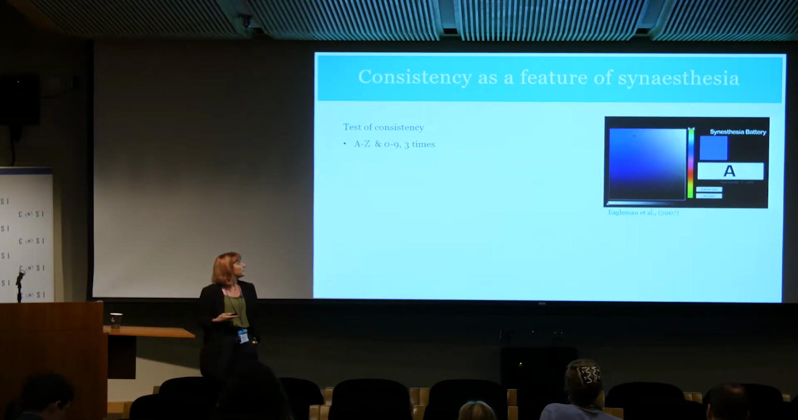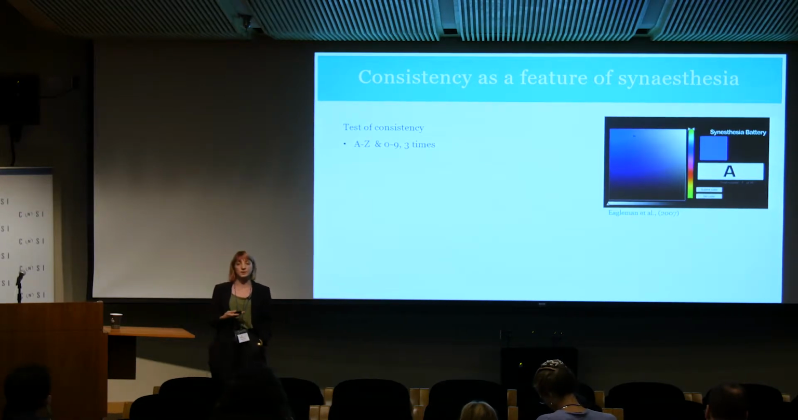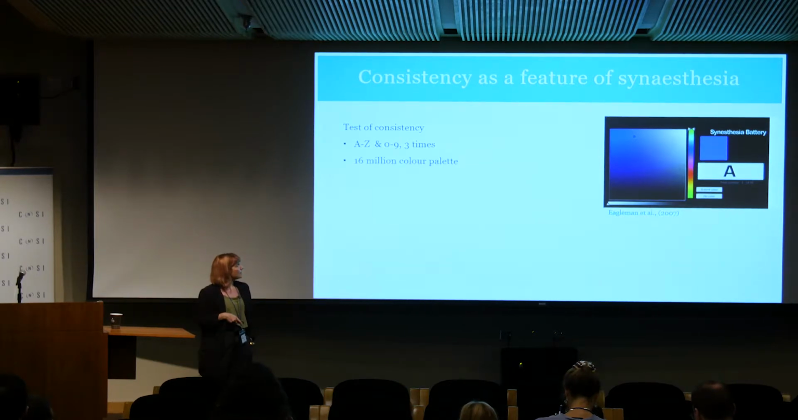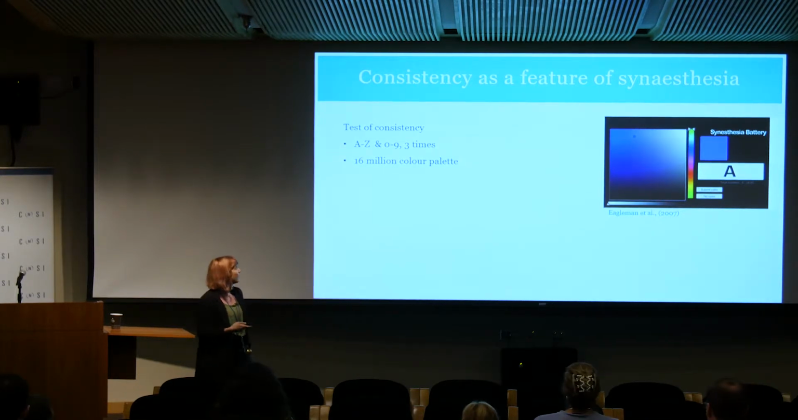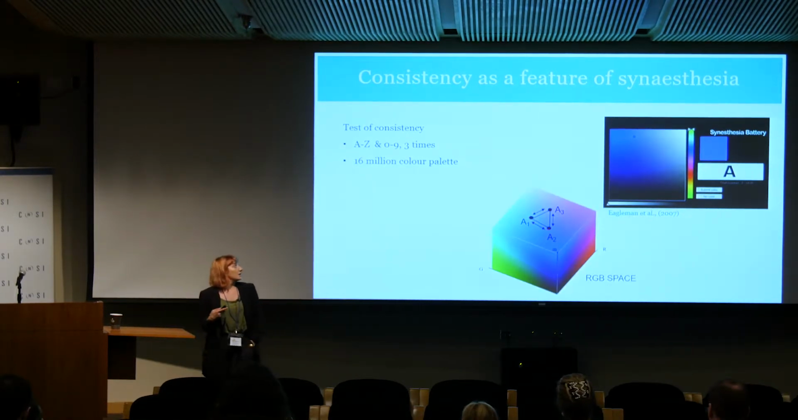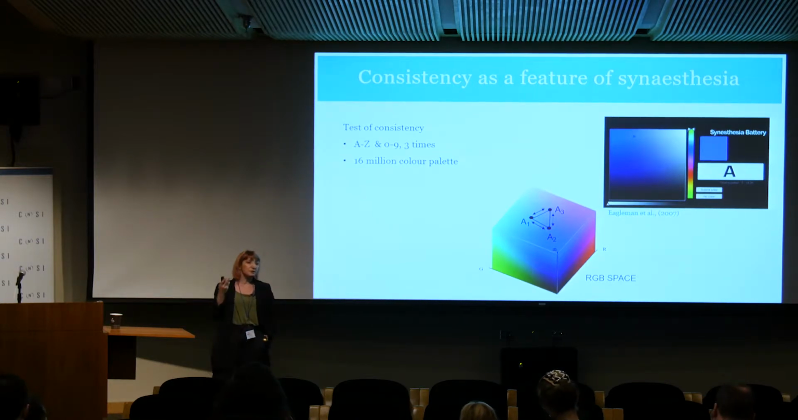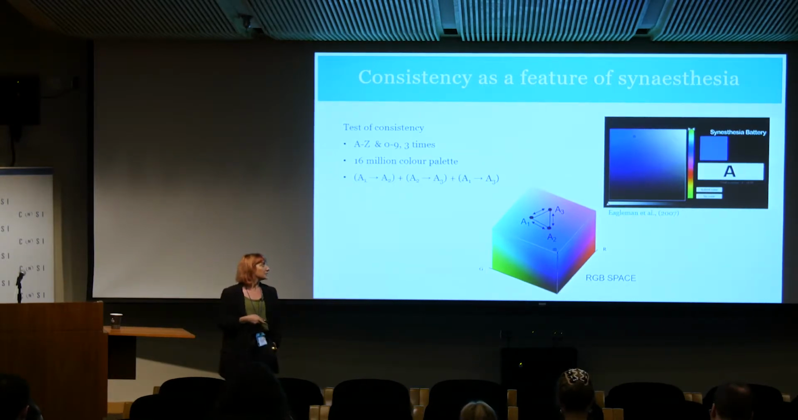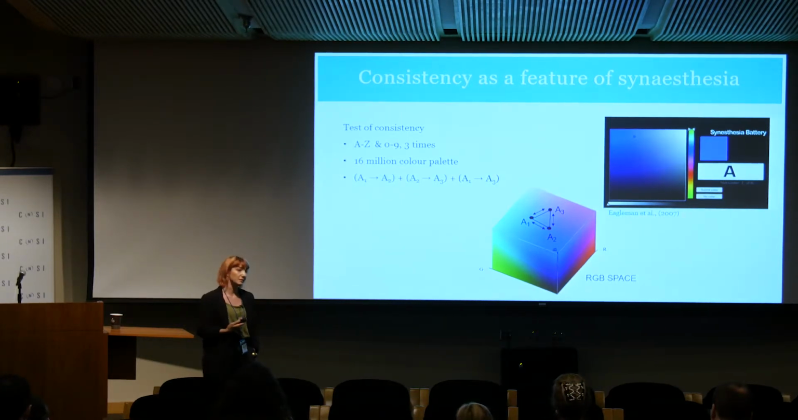So in Eagleman's test of consistency, participants are first asked whether they experience colors as a result of seeing letters or numbers or both, and depending on what they say, they are presented with the alphabet and the numbers 3 times. And they have to pick the colors for each letter using a color palette which contains around 16 million colors. For each single letter, you get 3 different colors that the participant has chosen, and you can plot these in color space and work out a distance between each of the different colors. And the smaller the distance between those colors, the more consistent the participant is.